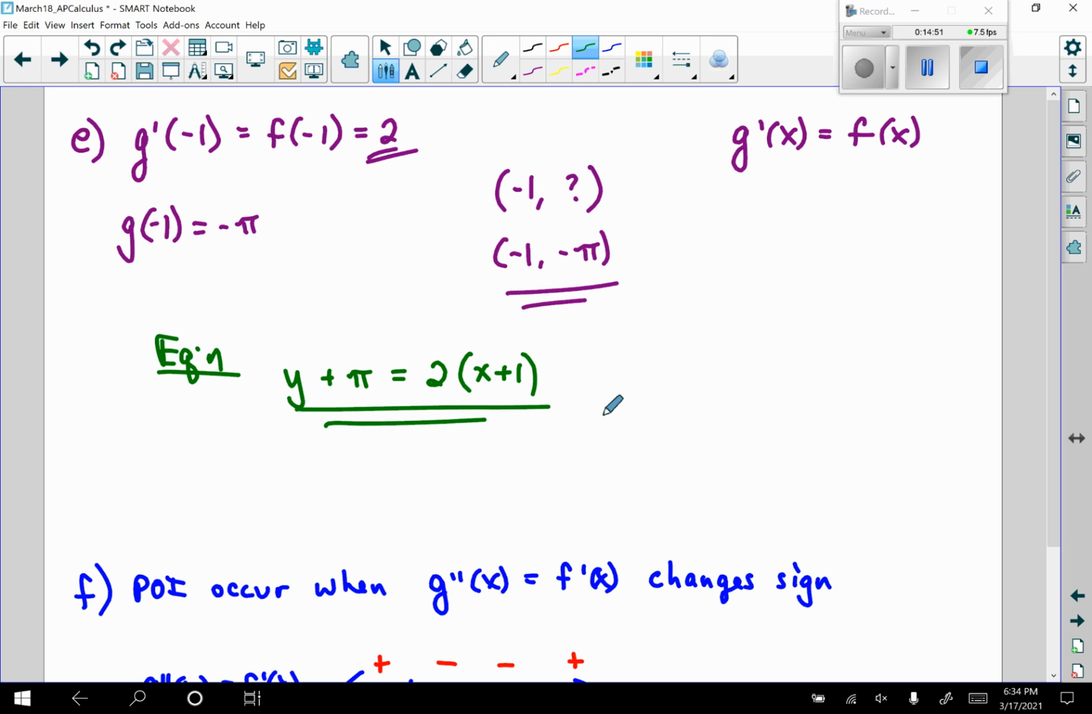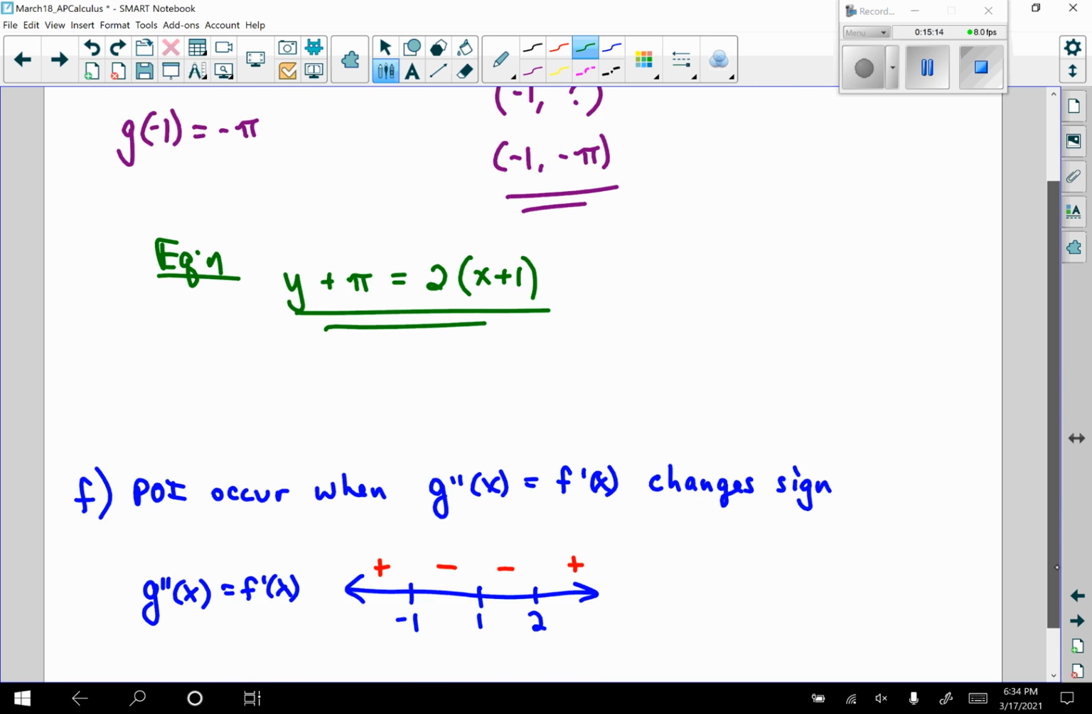Question F. Find the x-coordinate of each point of inflection on the graph of g on the open interval from -3 to 4. So right here, what I have explained, the point of inflection occurs when our second derivative, g double prime of x, which is equal to f prime of x, changes sign. It's not specifically asking for concave up or concave down. We just need to see when our second derivative changes sign.